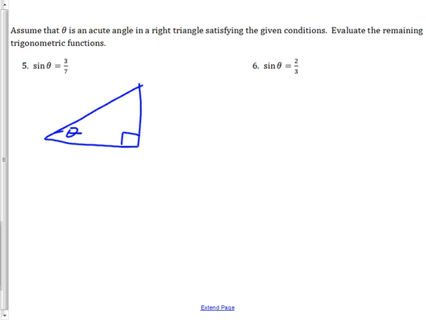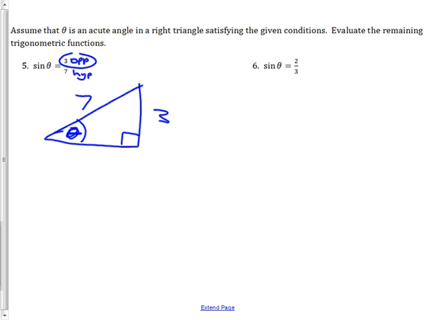All right, so sine of theta is 3/7. So this is theta, and so where are the 3 and the 7? Sine is opposite over hypotenuse, right? So really they've told you that the opposite side is 3. So from this angle's perspective, where's the opposite side? Here. That's 3. And the hypotenuse is 7, so that's 7.